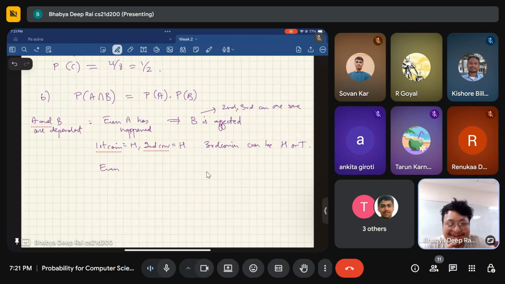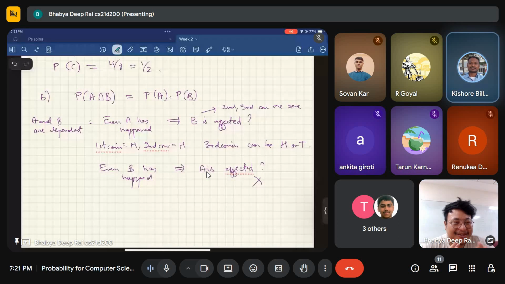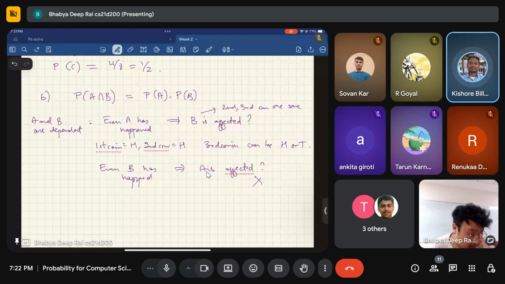Goel understood. Shovan, Kishore? I wanted to say that once A has happened, when B is going to happen, it doesn't check what the result of A was. It may be head or tail. That is what I meant to say.